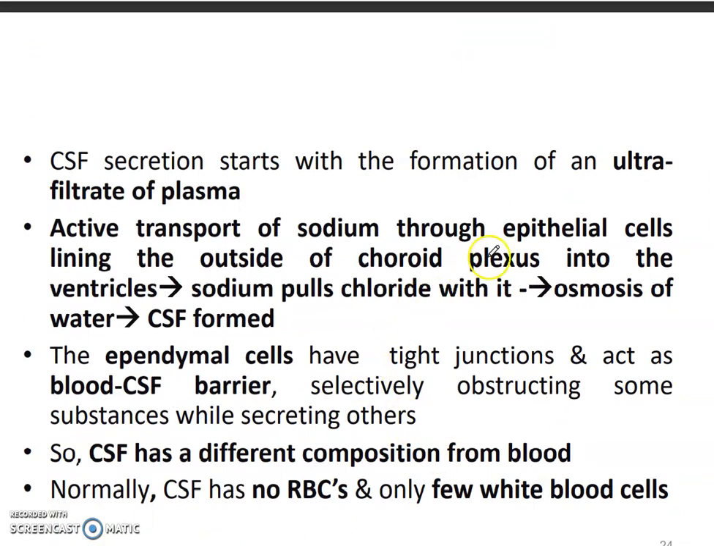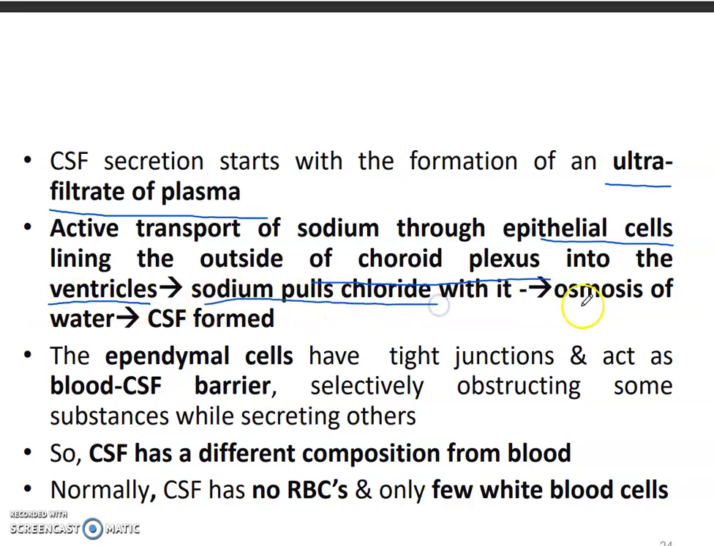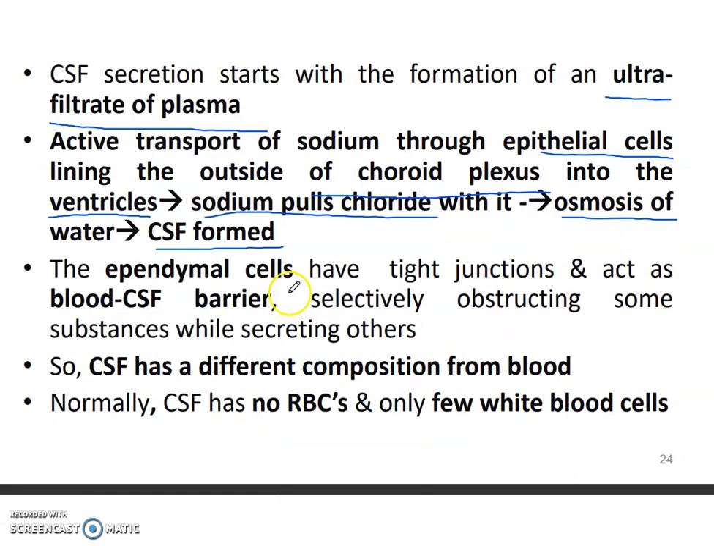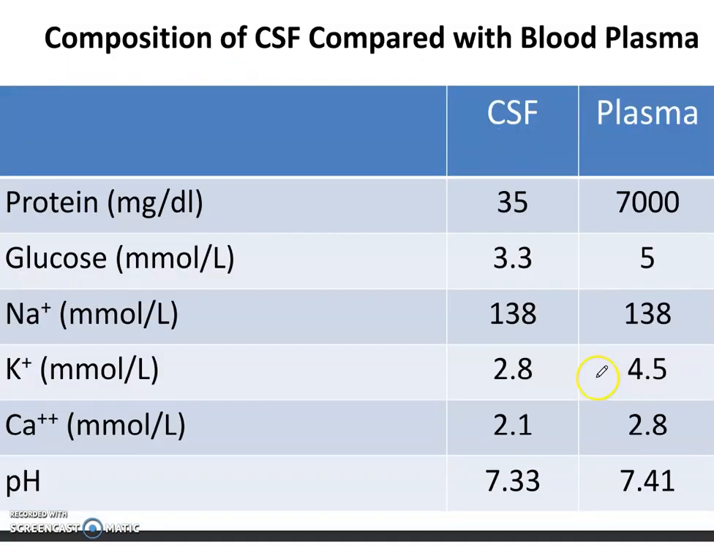The CSF secretion starts with the formation of an ultrafiltrate of plasma, and active transport of sodium through epithelial cells lining the outside of the choroid plexus into the ventricles. Sodium also pulls chloride with it, and osmosis of water occurs and CSF is formed. The ependymal cells have tight junctions and act as the blood-CSF barrier. CSF has a different composition from the blood, and it has no RBCs, only a few white blood cells. This is the composition chart.